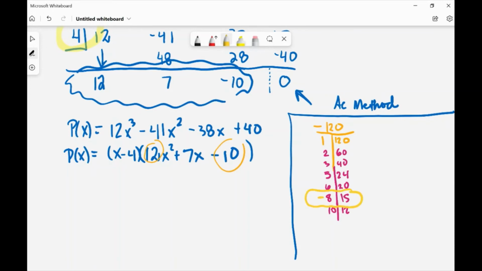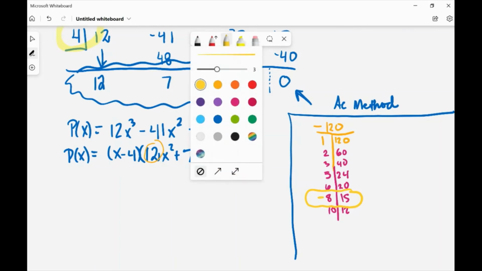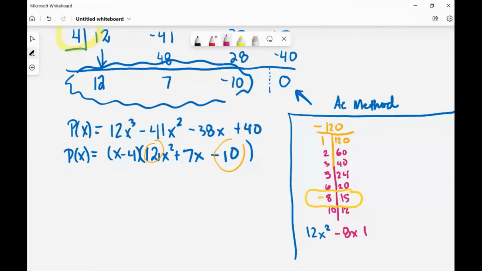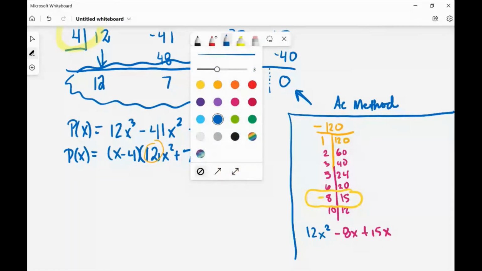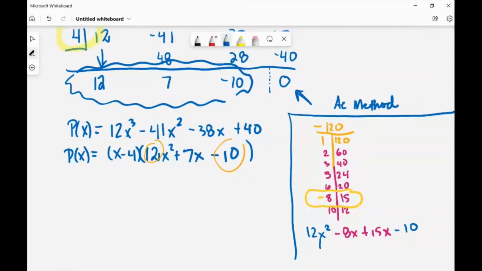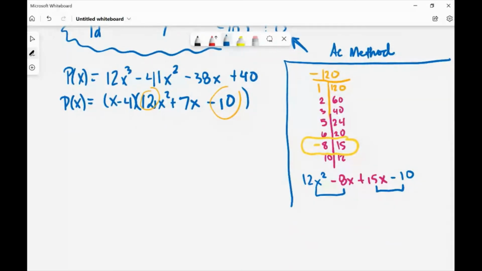So now what we're going to do is rewrite it. Our 12x squared, and then we're going to put minus 8x plus 15x minus 10. And we're going to group. What would you take out of the first group? 4x. 4x times what is 12x squared minus 8x?